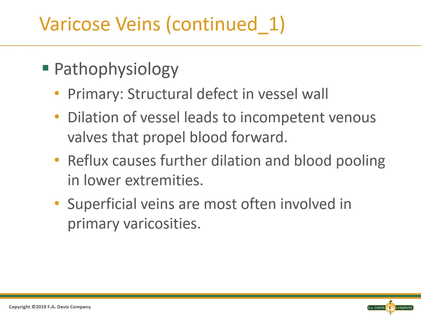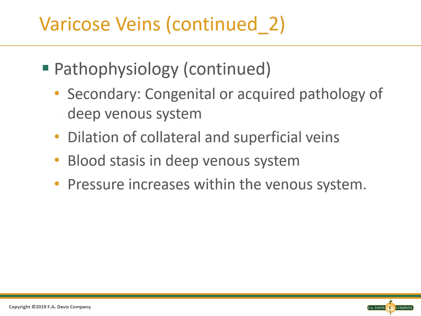Dilation of vessels can lead to incompetent venous valves, which can disrupt blood flow and induce reflux. This in turn leads to further dilation and blood pooling in the lower extremities. Superficial veins are more often involved in primary varicosities.